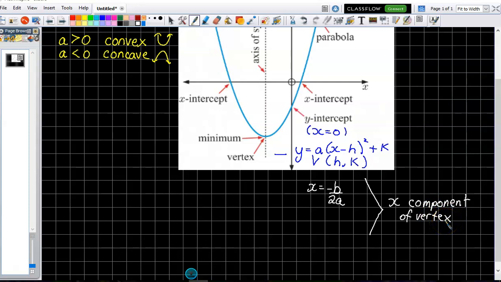How else can you get the x component of your vertex? That is your axis of symmetry, the minus b over 2a. There's another way to get it. I just circled your x-intercepts. How is the x-intercept and the axis of symmetry, aka your x value for your vertex, how are they connected? Yes, Karen? It's the midpoint, right? So you could say it's the midpoint or average of your x-intercepts.